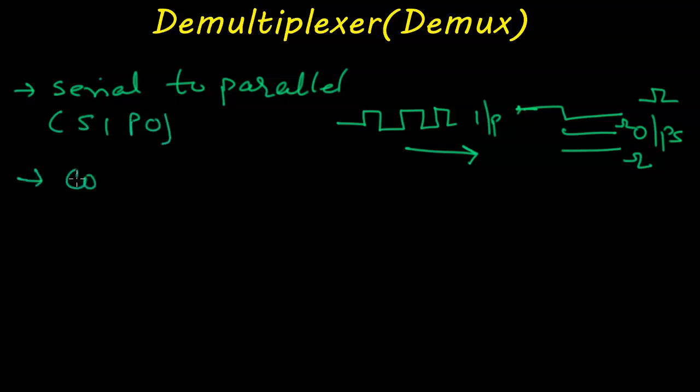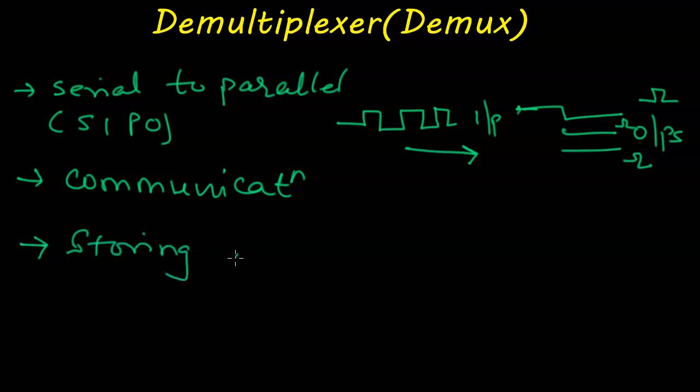It is also used for communication purposes, where one particular data is used as an input of serial data, and then it is decoded and can be fed to a different number of outputs depending on what the select line is. Also, it is used for storing data in a memory. Again, it's the same function where the memory is fed one particular amount of data from the input, and then we have different outputs and it can be accessed in different ways from the memory.